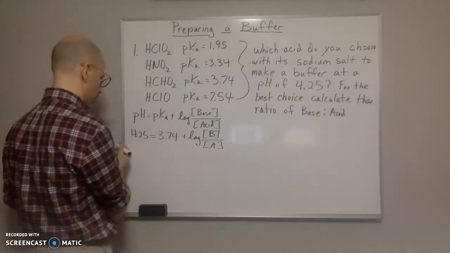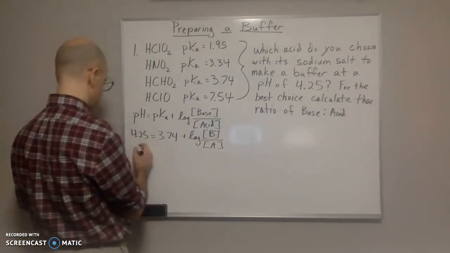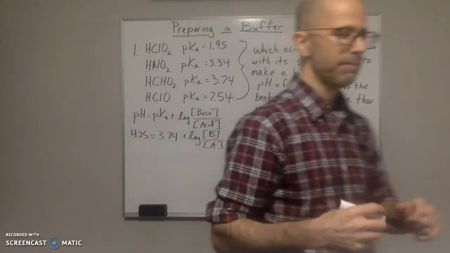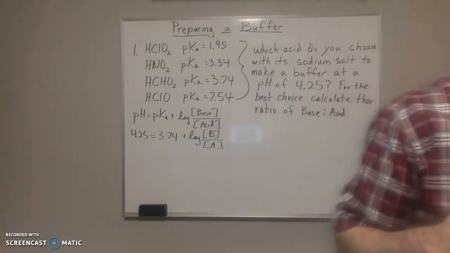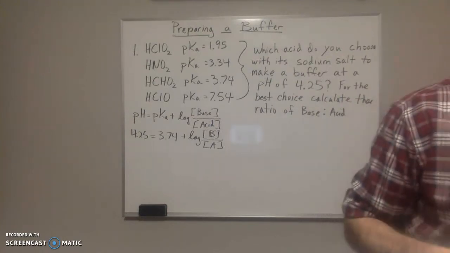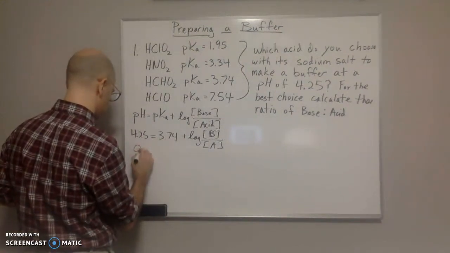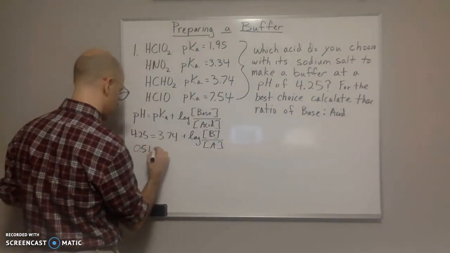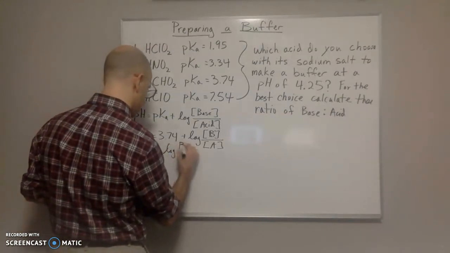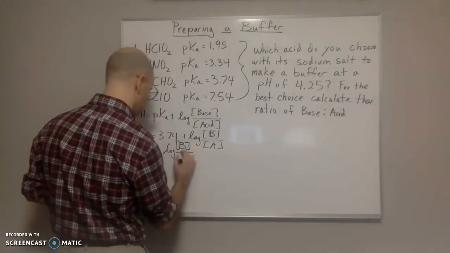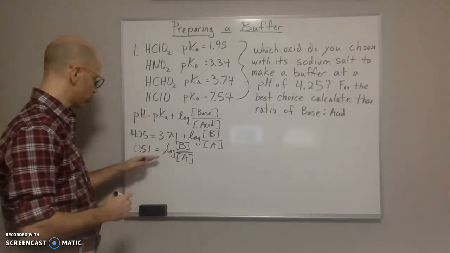And so we subtract both sides. So subtracting both sides, we get 0.51, sorry, and that's going to equal the log of the concentration of the base over the concentration of the acid. And now all we need to do is undo the log.